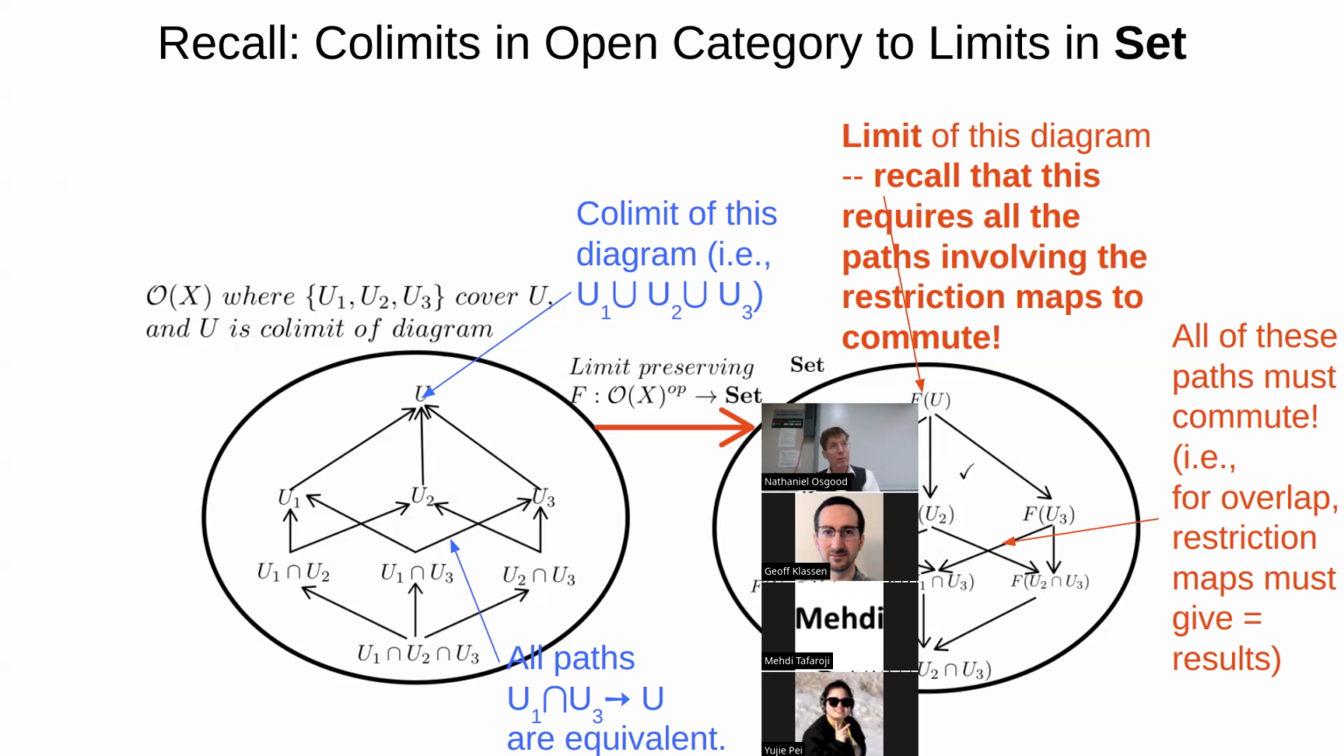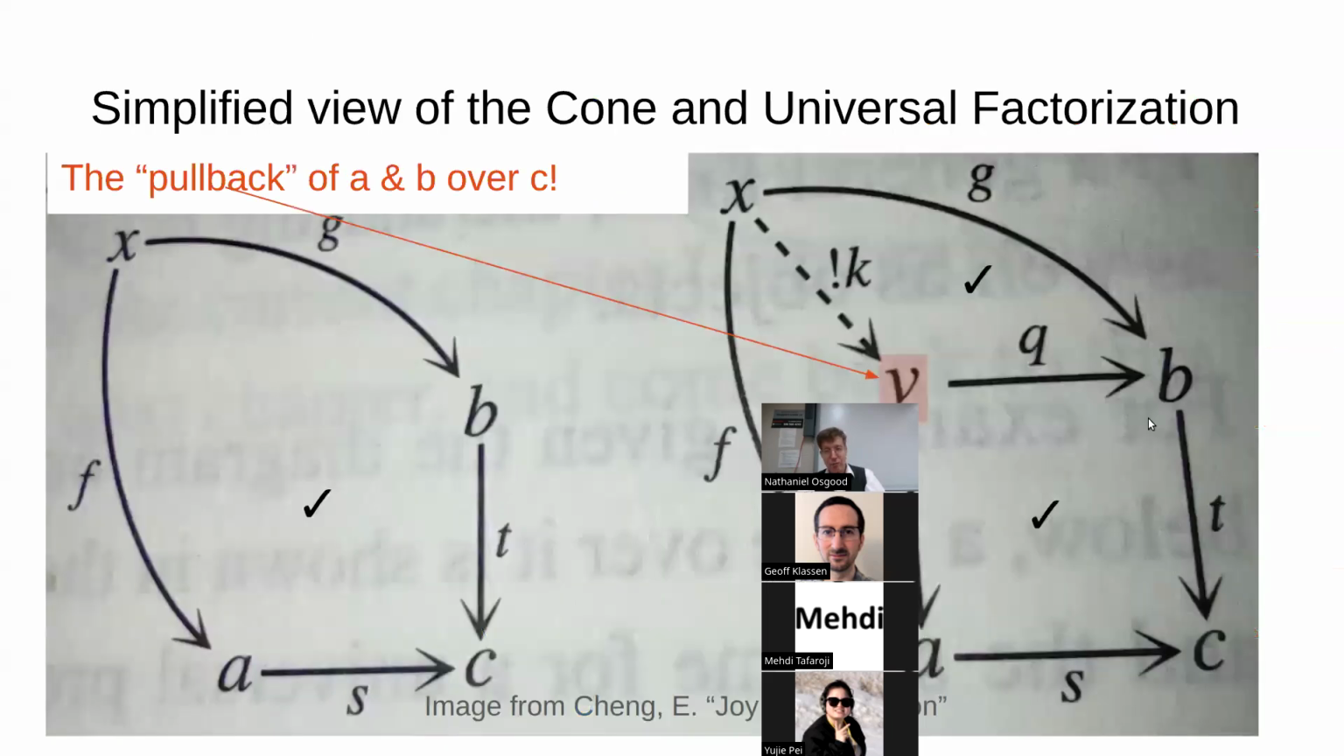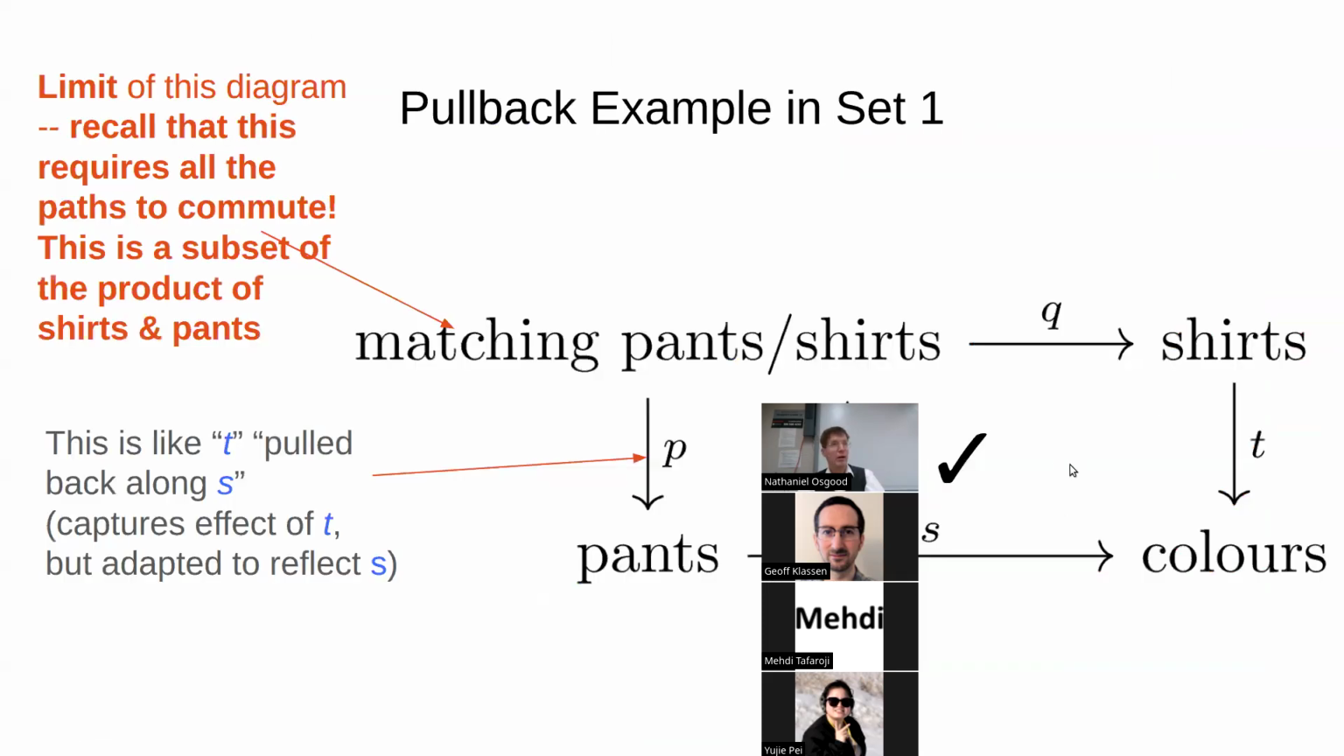Are we good with that idea? So it's like a sub-object of the product of these, or subset in this case. It's a set, I could have just said subset, such that these restriction maps are equal. And that should very much remind you of what's going on here.